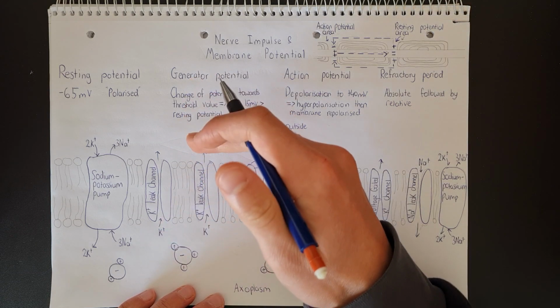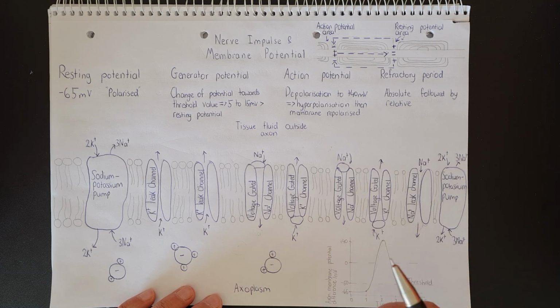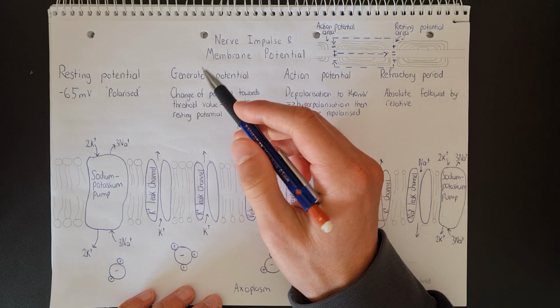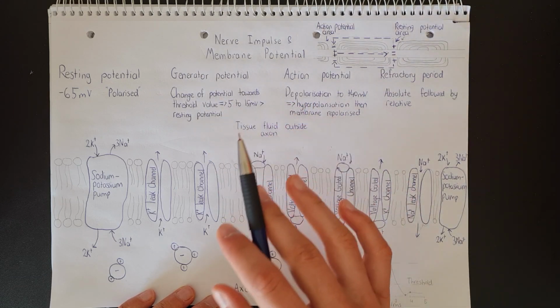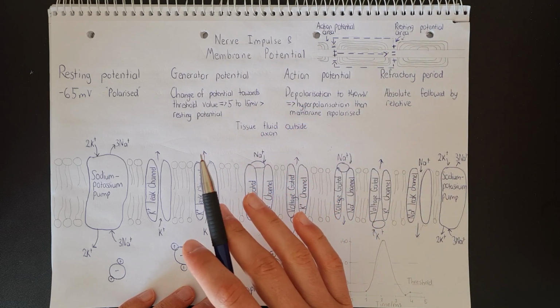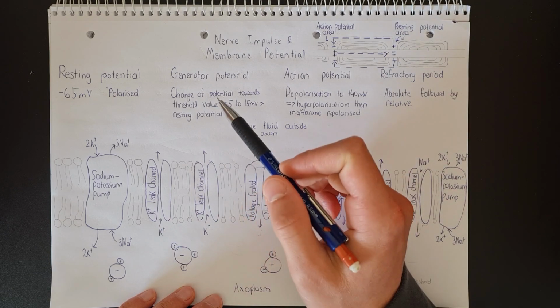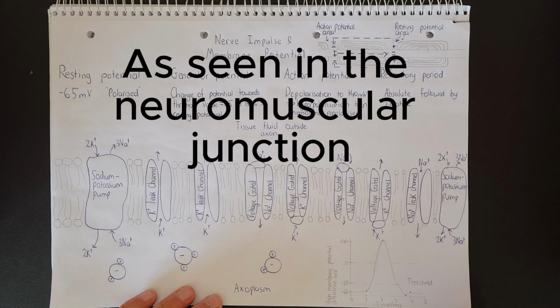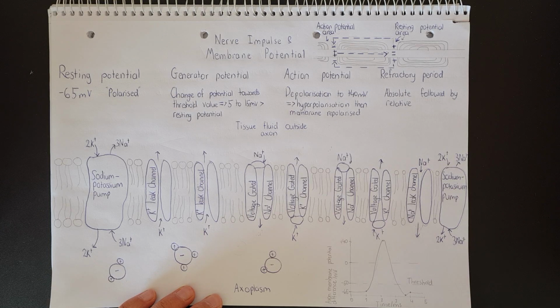Now, this change of membrane potential difference, so it's becoming more positive, is known as the generator potential, and this will occur in the sensory neurons. In motor neurons, the initial change of membrane potential difference up to the threshold value will be called excitatory postsynaptic potential. So we have this increase up to the threshold value.